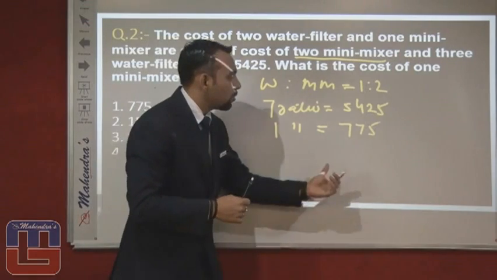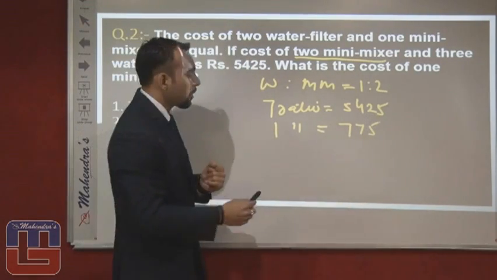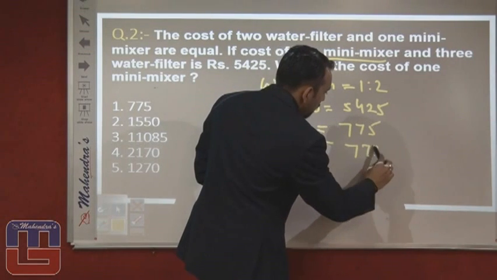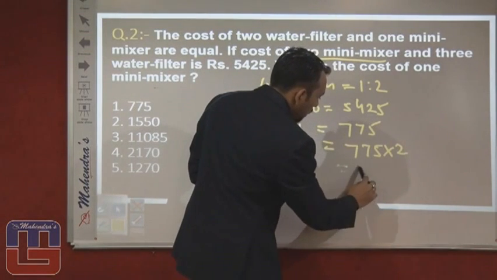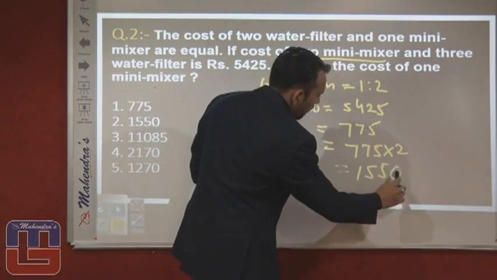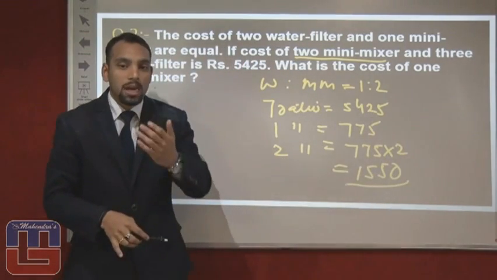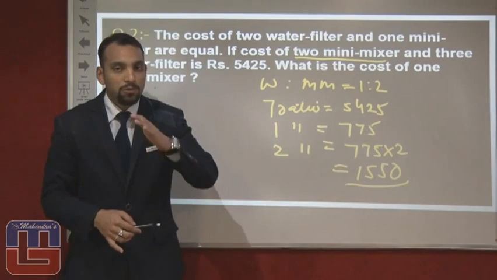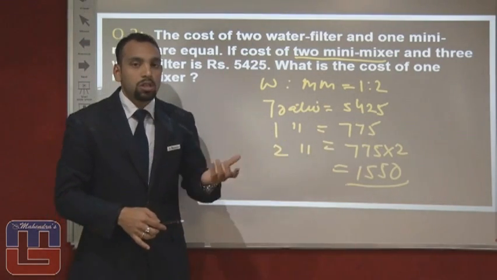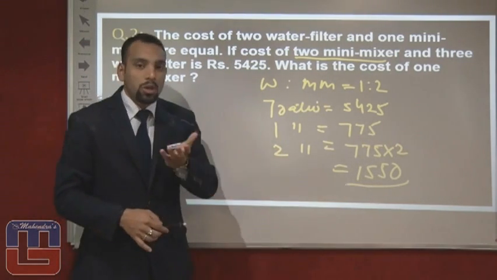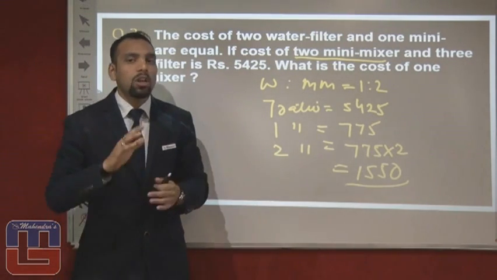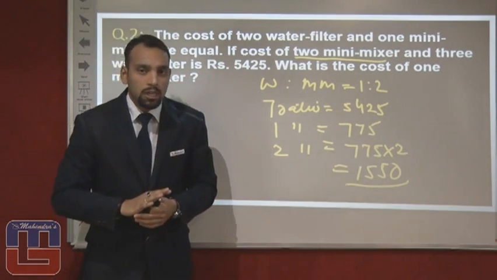So if 1 ratio is equal to 775, then 2 ratio will be equal to 775 into 2, that will be equal to 1550. So the answer of this question will be 1550. If you solve this question by forming the equation, it will take time. Or you can say if you go by the regular method, it will take a long time.